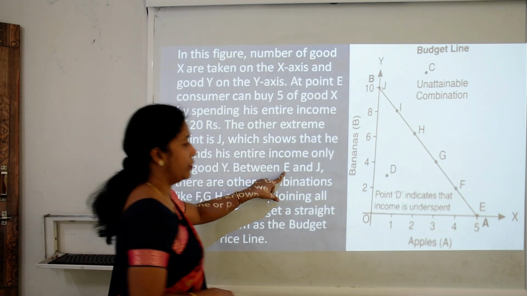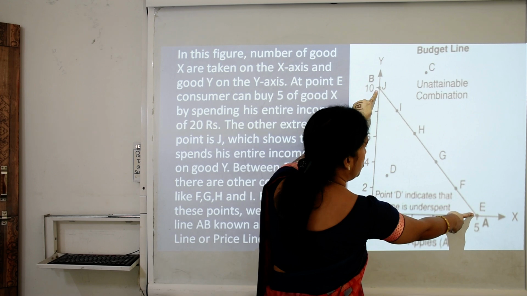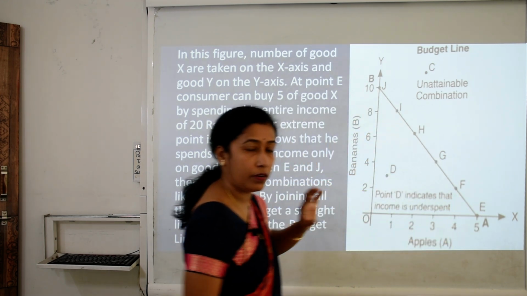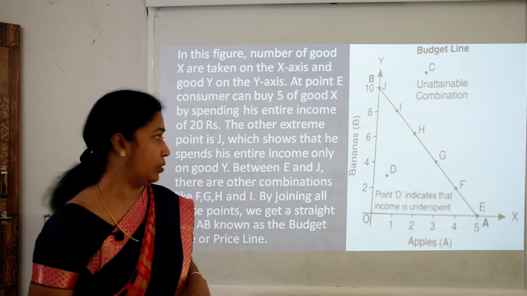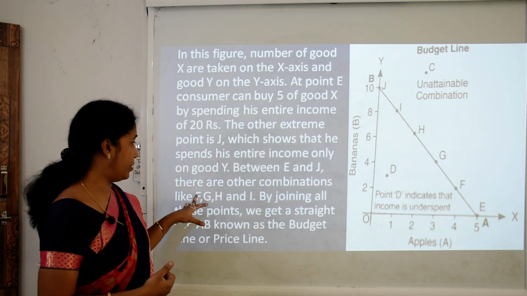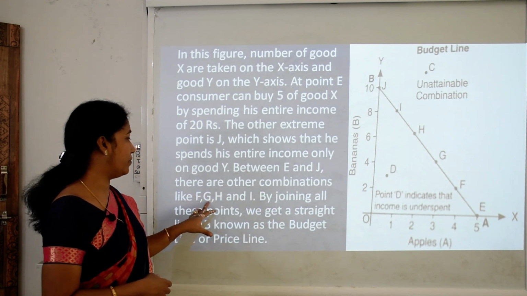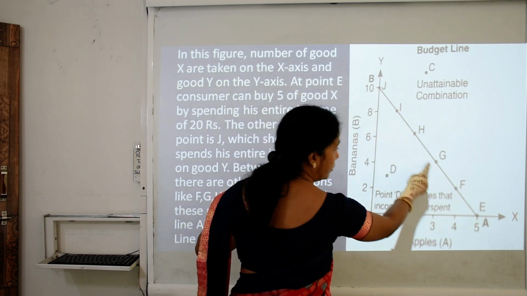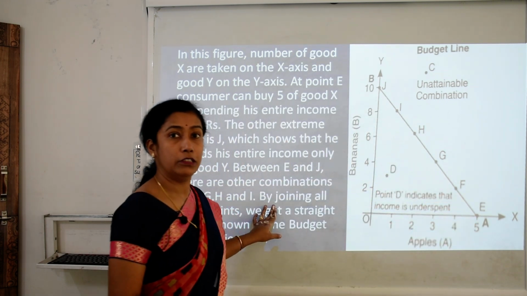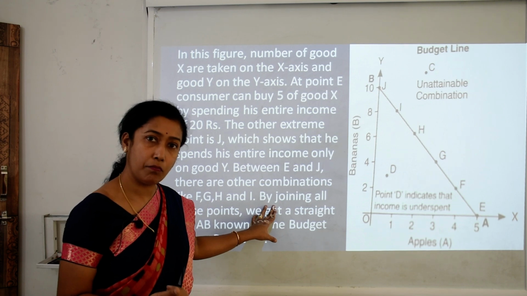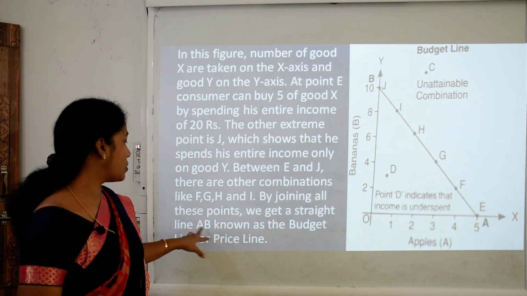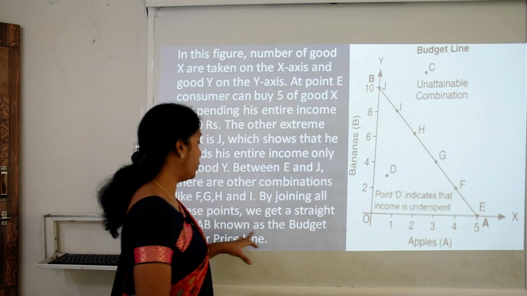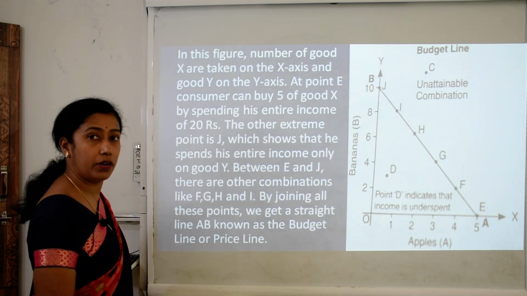Between E and J you can have several combinations, that is I, H, G and F. Here it is a combination of both the goods, apple and banana. So there are other combinations like F, G, H and I. When you connect or join all the combinations of the goods, the line you get is called the budget line. We get a straight line AB, which is known as the budget line, or we can call it a price line.